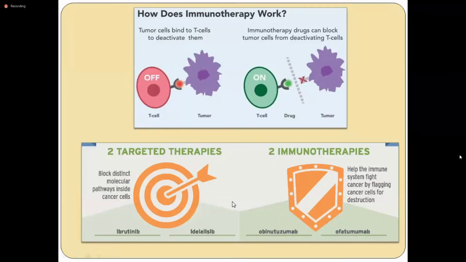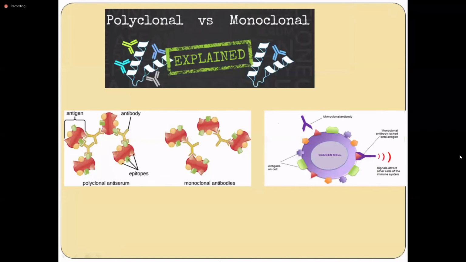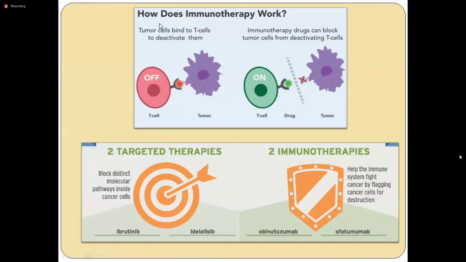So two things, immunotherapy and targeted therapy. In this picture it is very nicely shown how immunotherapy works. The tumor cell binds to the T cell to deactivate it. This is the T cell and this is the tumor cell. If you put this in the body and block this interaction, then there won't be any multiplication. So what is the other way of doing it?